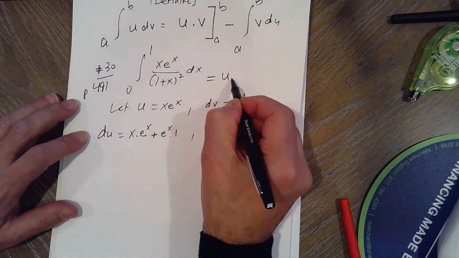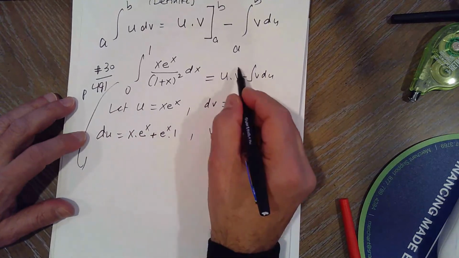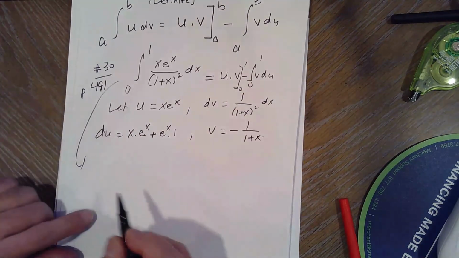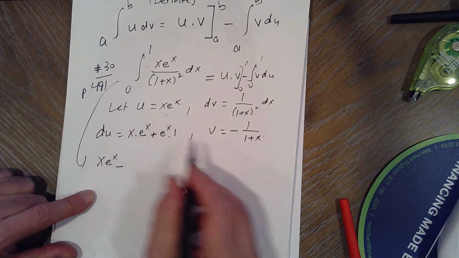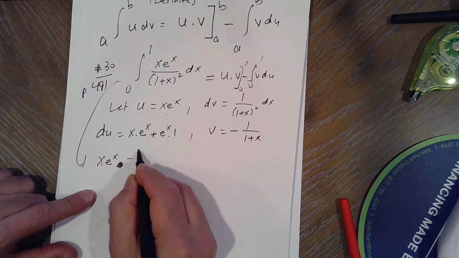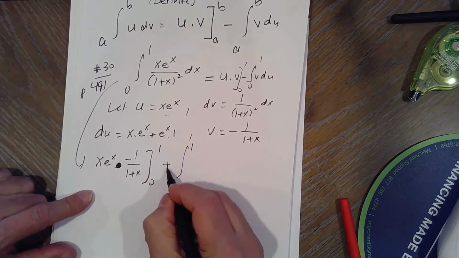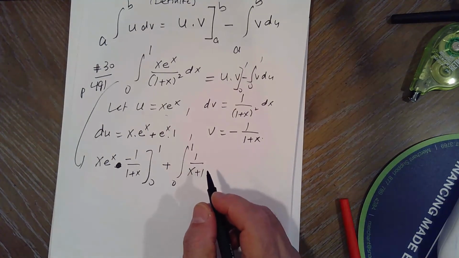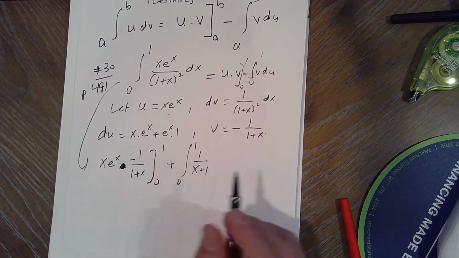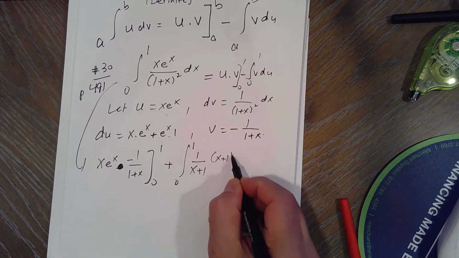So this is u times v minus the integral of v du. We'll put the limits, of course, 0 and 1. So u times v is x e^x times negative 1 over 1 plus x between 0 and 1, minus the integral from 0 to 1 of v du. Du is x e^x plus e^x, which is (x plus 1) e^x.